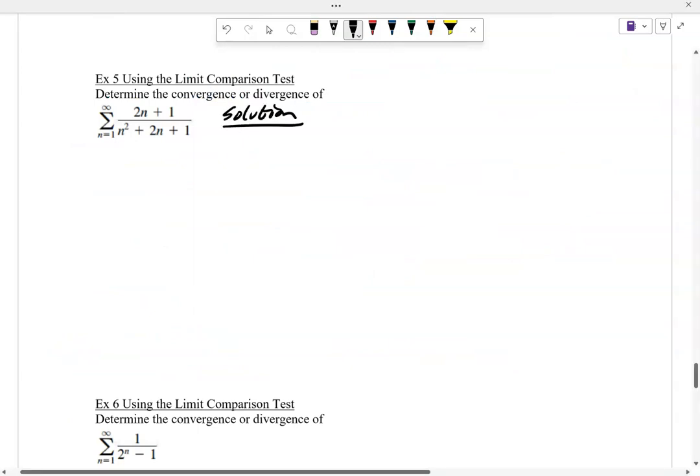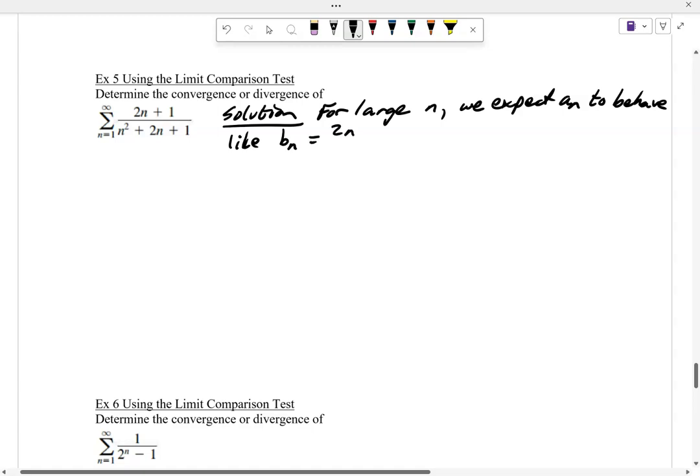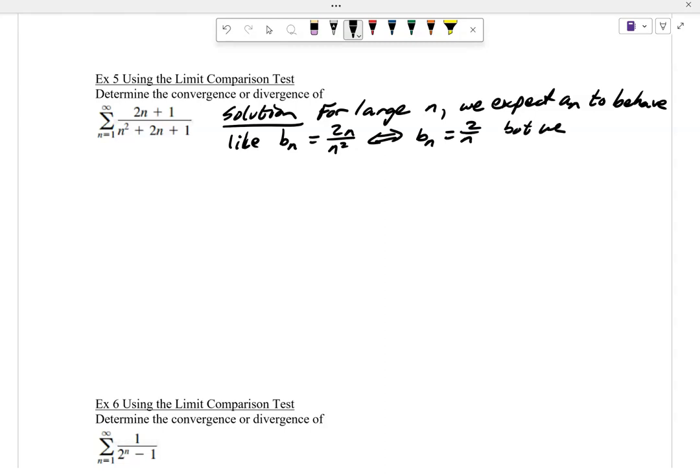This is a good you try problem, you guys, if you do want to pause the video. Well, for large values of n, we expect a_n to behave like 2n over n squared. In other words, 2 over n. But we'll take an even simpler one, 1 over n. And you can also use 2 over n.